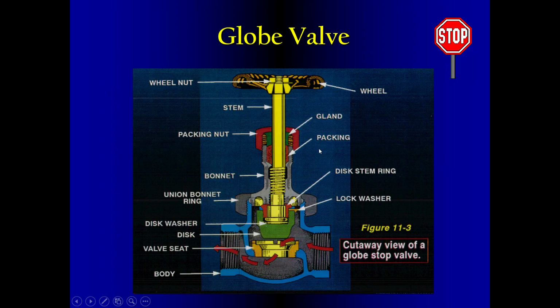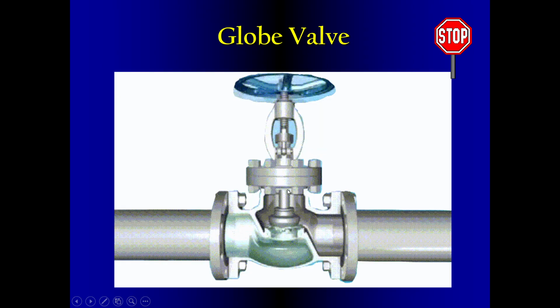This is the construction of the globe valve. The wheel is attached to the stem, and the wheel nut is supporting the wheel and the stem. Then there is a gland, the packing nut, and the bonnet. Also a union bonnet ring is there, then the lock washer, and the stem ring. Then the body, the valve seat, the washer, and this is the disc. This is the cutaway view of the globe valve.